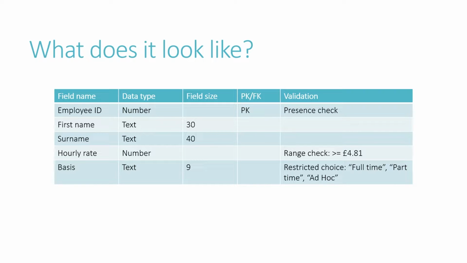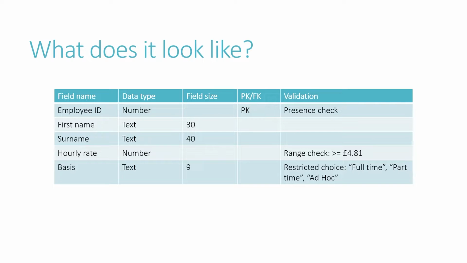This is an example of a data dictionary. You can see that we've got the field names we're going to include in the table: employee ID, first name, surname, hourly rate, and the basis. We've also got the data types that those fields will be. And for text fields, we've set a field size. The field size would just be whatever you think would be a reasonable maximum length. So this is the limit of characters that you're allowed to type in.